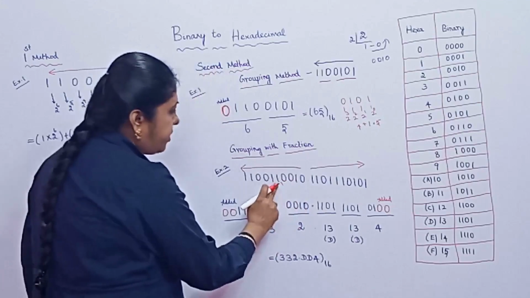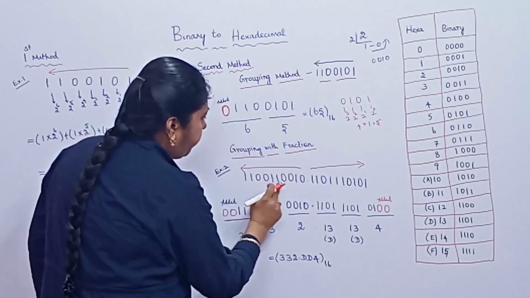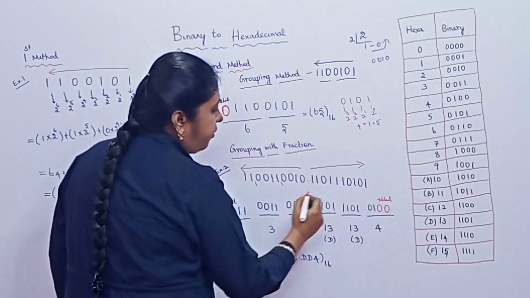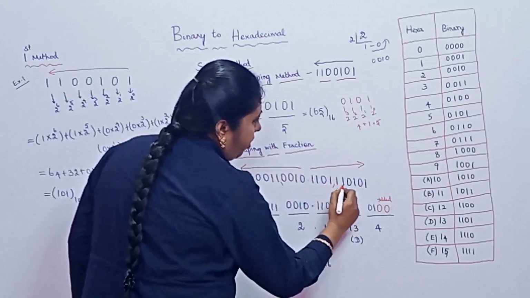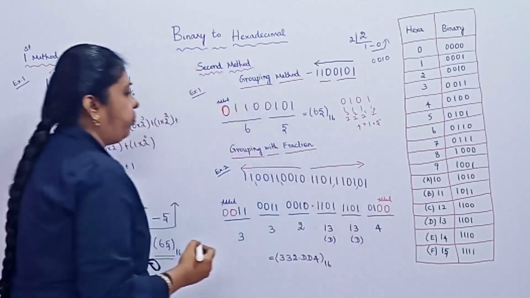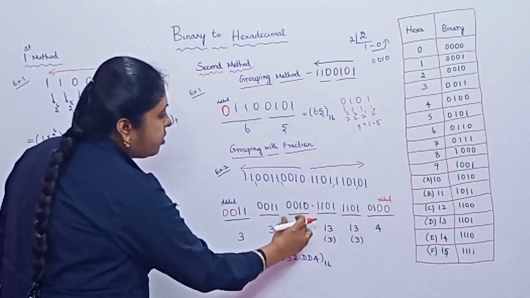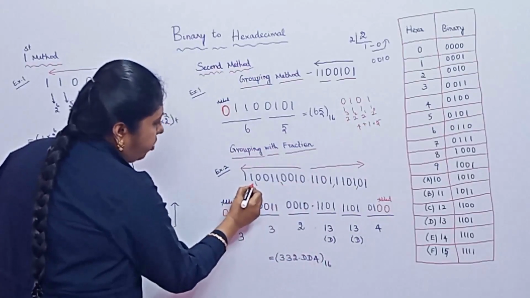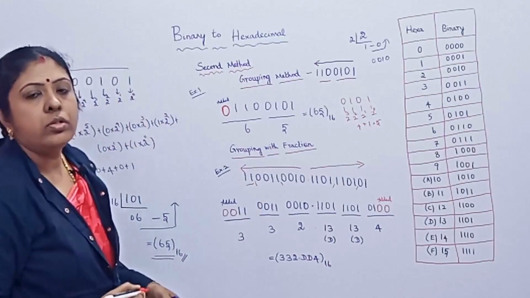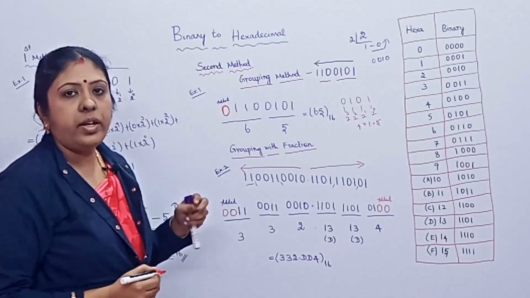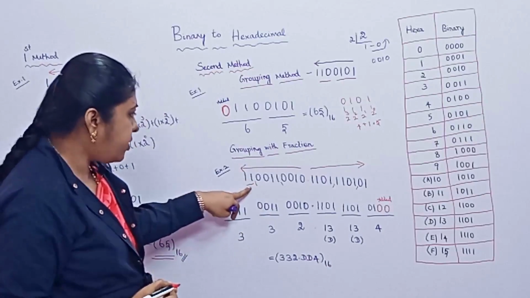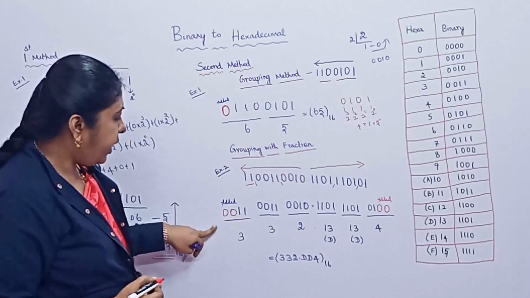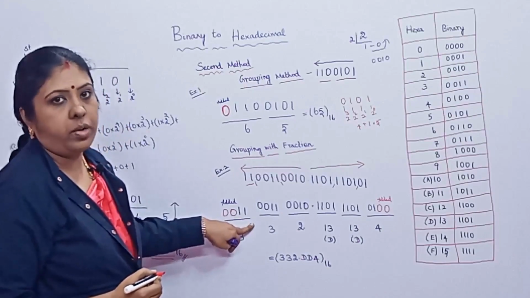Just for your representation, I am doing it here: 1100, 4 digits. And then here, starting from the left to the right, 1101, 1101, 01. So the integer part becomes 0010, 0011, and here we are left with 11. In order to convert to hexadecimal, we need 4-digit binary. So for 11, we add 2 zeros, and we now have 0011.